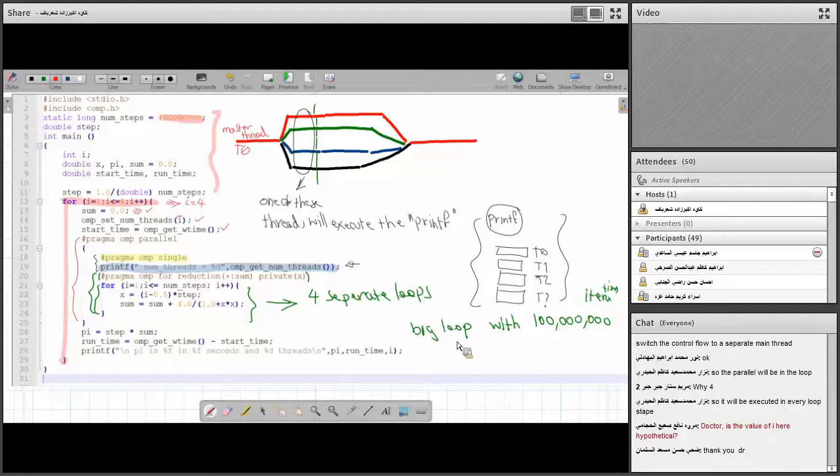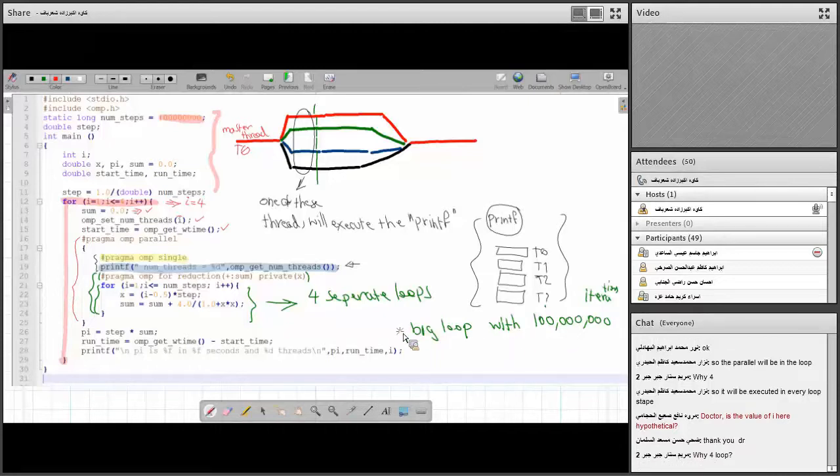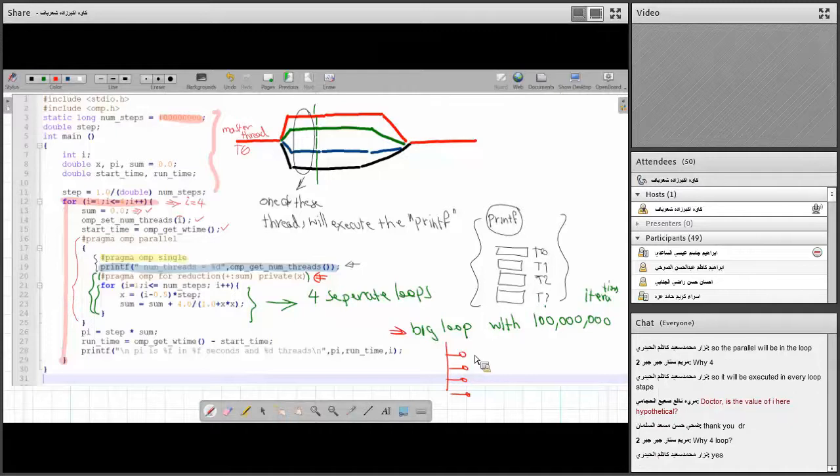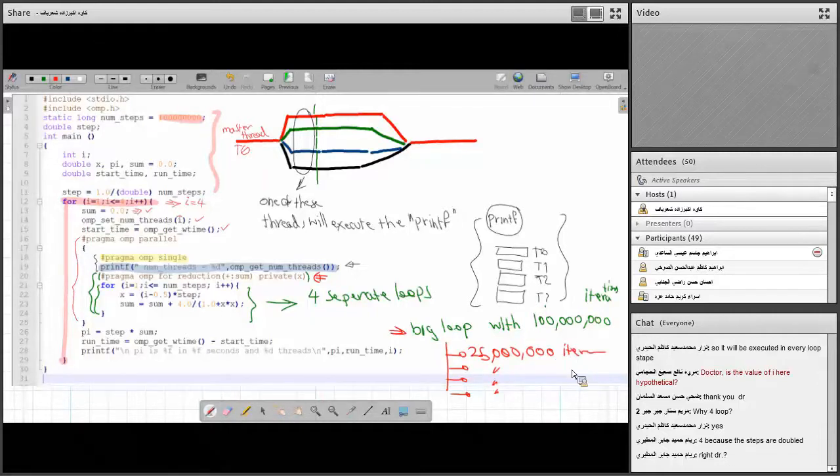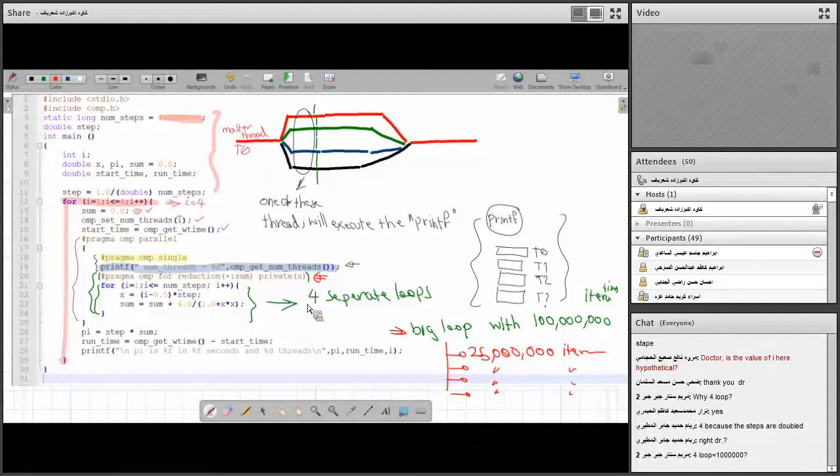Okay, we have a big loop with 100 million iterations. With these directives, we divide this big loop into 4 smaller loops with just 25 million iterations. What is the number 4? The number of threads defined here with variable I.